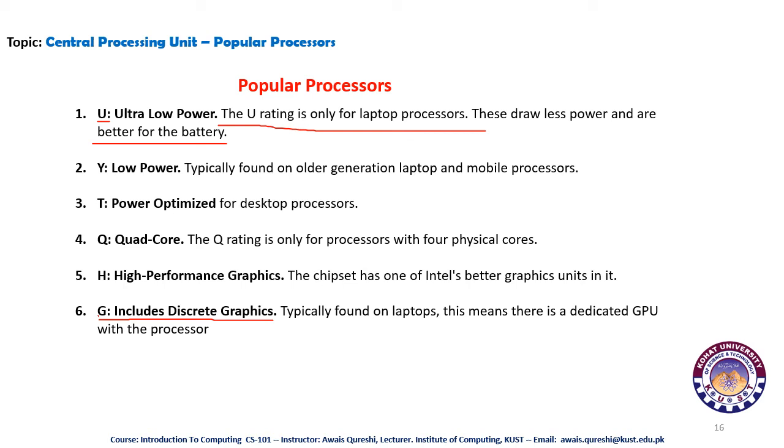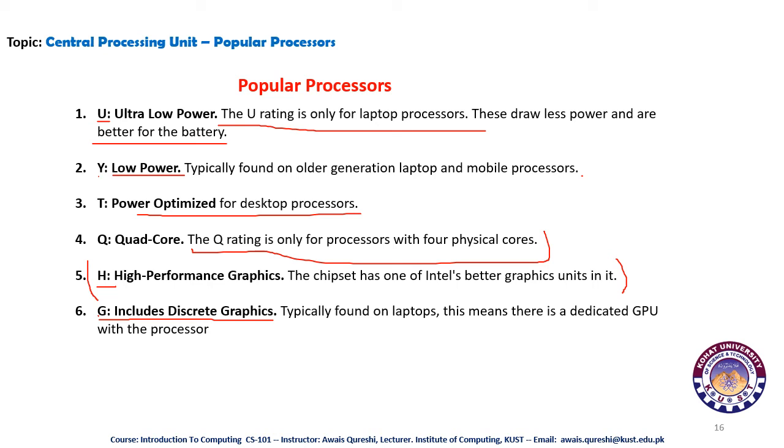The second one is the Y. This is also low power, typically found on older generation laptops and mobile processors. There is also a power-optimized suffix for desktop processors, and there is a fourth one that is called quad core. The Q rating is only for processors with four physical cores. Having four physical cores, we call them quad core processors. And H is high performance graphics. The chipset has one of Intel's better graphics units in it, mostly suitable for gaming or performing higher level graphics work like computer aided design and manufacturing types of software. We can purchase this high performance graphics.